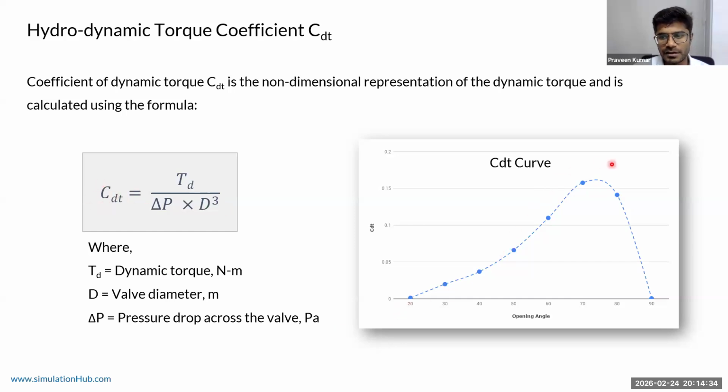Again, CDT is calculated throughout the valve operating range, and you can see a typical CDT curve. This is for a zero offset or centered butterfly valve. The offset valves will have a different pattern of CDT. It will have a torque reversal and things. So we'll see those in later slides.